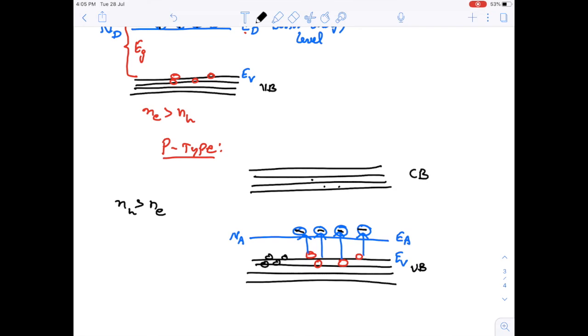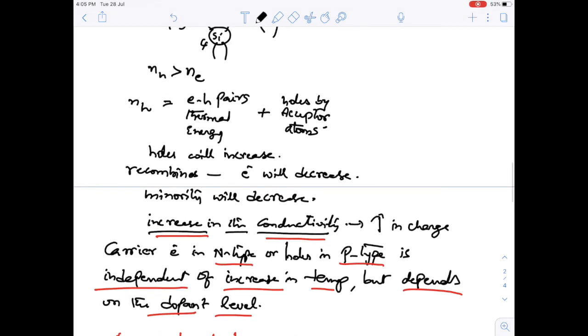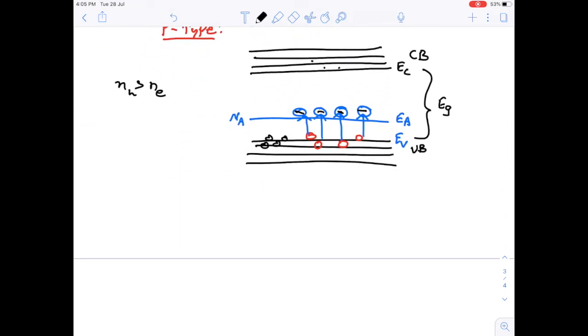So this is EC, and the gap between EC and EV is Eg. Thus we have seen that there will be electron hole pairs due to thermal energy and holes by the acceptor atoms. So there will be increase in the hole concentration. Thus in either case there is increase in the concentration of majority charge carriers and hence conductivity increases.